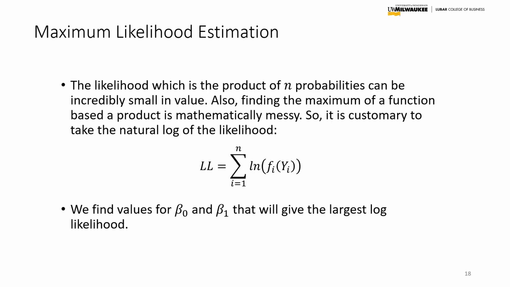The likelihood, being a product of n probabilities, can be incredibly small in value. Also, finding the maximum of a function based on a product is mathematically messy. So for both these reasons, it's customary to take the natural log of the likelihood, recalling that the log of a product is a sum of logs. We get the log likelihood, denoted by LL, as the sum of the logs of these probabilities, which will make life much easier.